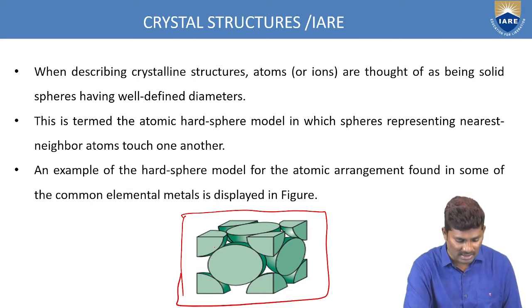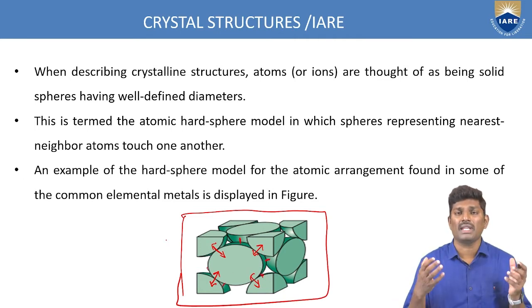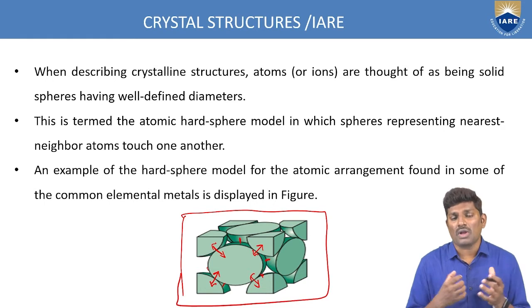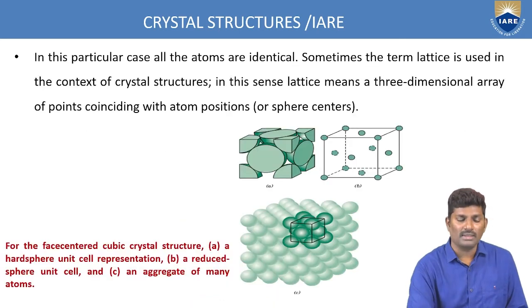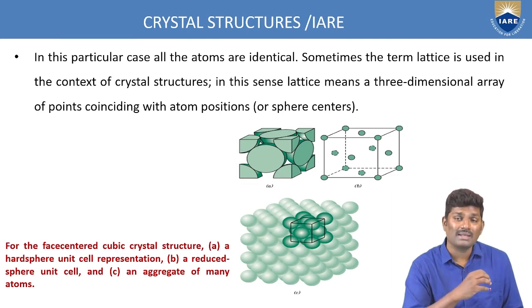You can see the neighboring atoms are bonded to each other in all directions. This is only the front view; in the back view also you have bonding. So in all directions, if the neighboring elements are strongly bound to each other, this is said to be a hard sphere model. And in this particular case, all the atoms are identical.